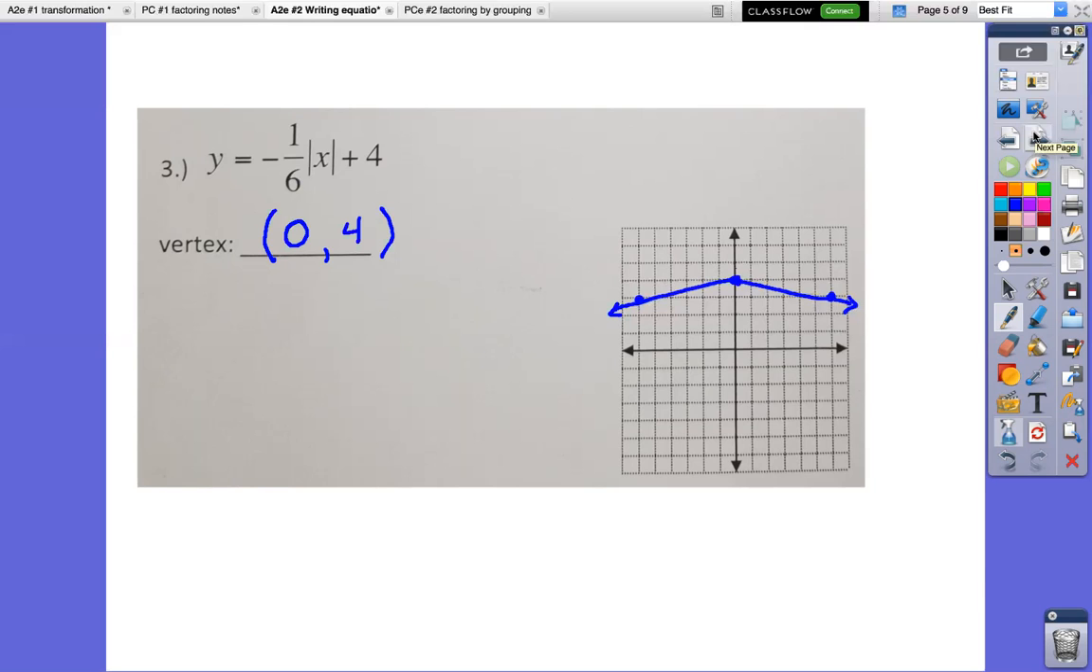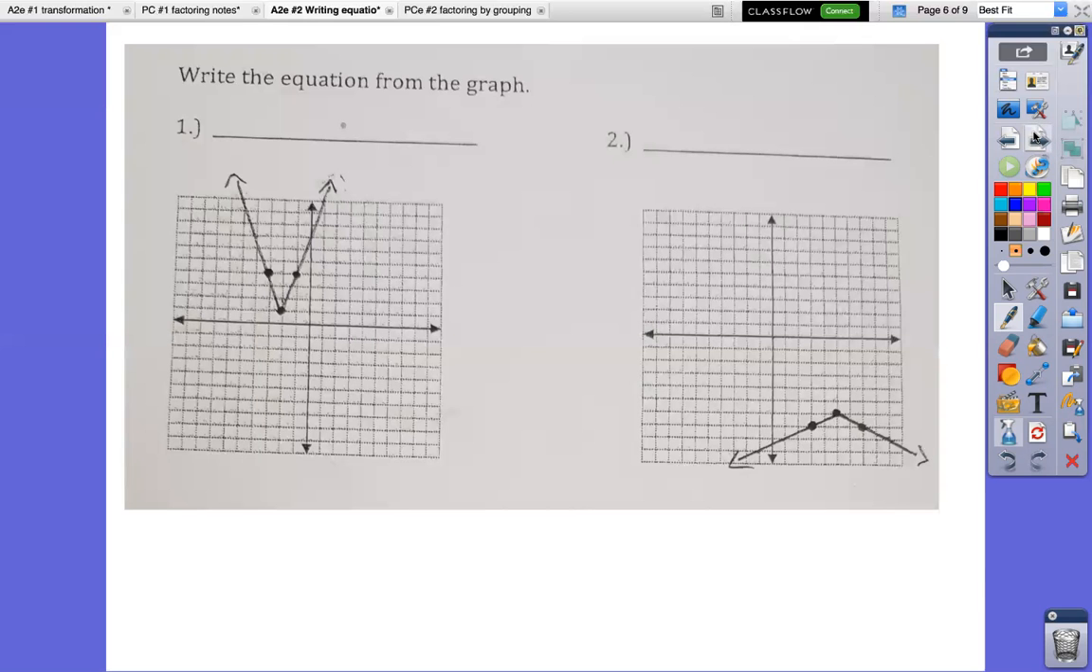Now, let's do this a little bit backwards. Write the equation from the graph. What I would do here is start with your vertex. Now, again, you don't have to draw this graph at all. I just want to make sure you understand where this is coming from. So you don't have to jump through really any hoops. I just want you to learn this.